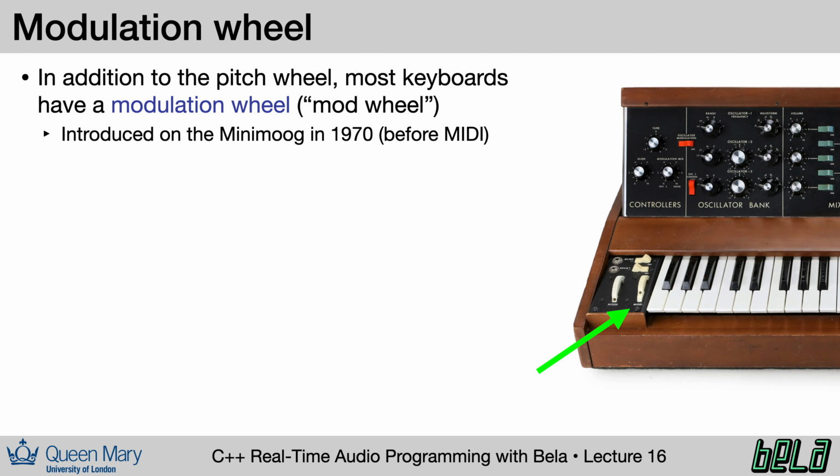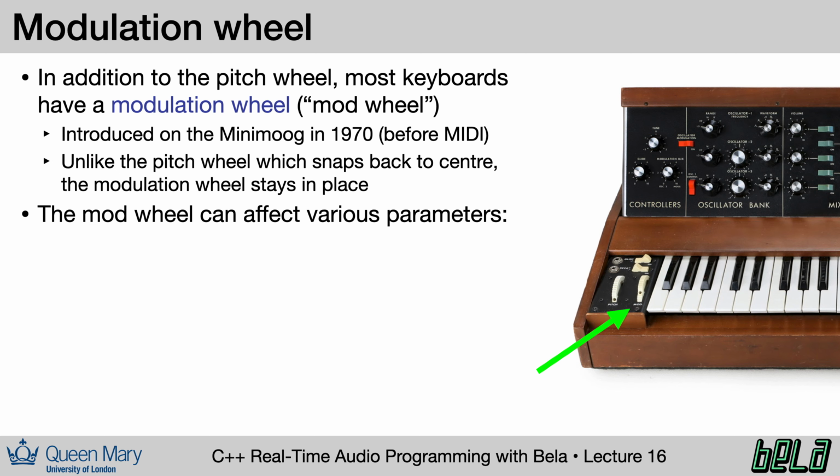Next up, let's look at a special case of the MIDI control change, which is the modulation wheel. Virtually any MIDI keyboard that has a pitch wheel will also have a mod wheel. Both of these were introduced in the MIDI Moog back in 1970, well before the MIDI protocol was ever introduced. The difference between the response of the pitch wheel and the mod wheel is that typically the pitch wheel is spring-loaded and will snap back to its center value, while the modulation wheel tends to stay in place wherever you've left it.